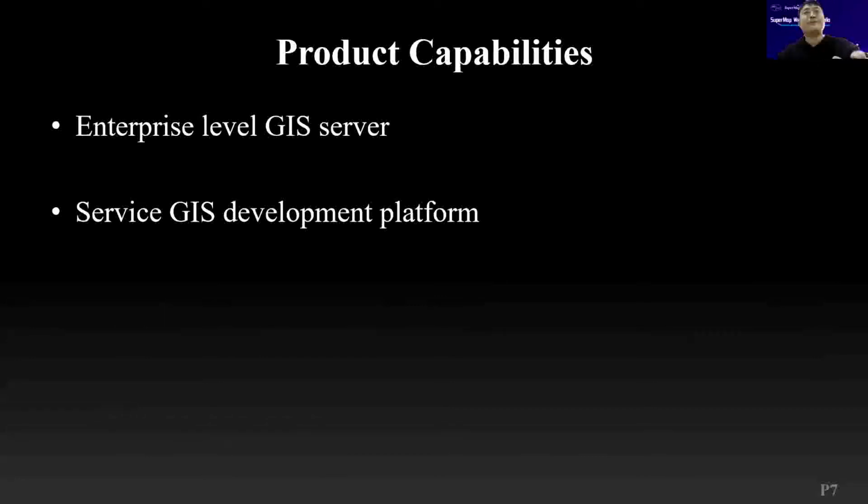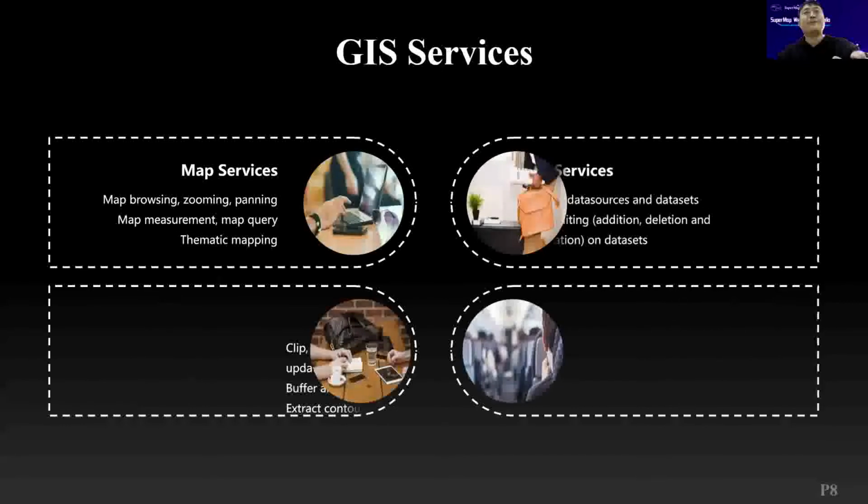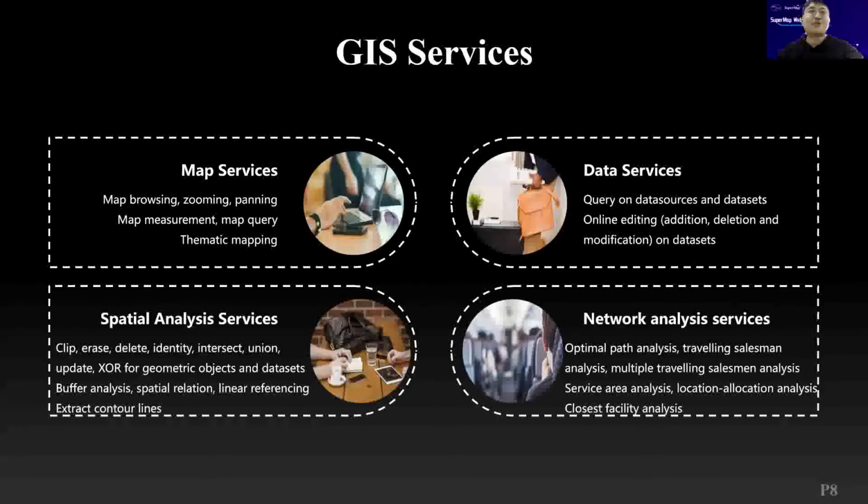Okay, and this slide is showing some of the GIS services and their capabilities. iServer can publish a lot of types of services. For example, the map service mainly provides the map capability, and it can provide us the functions of map browsing, zooming, panning, map measurement, map query, and creating the thematic map.